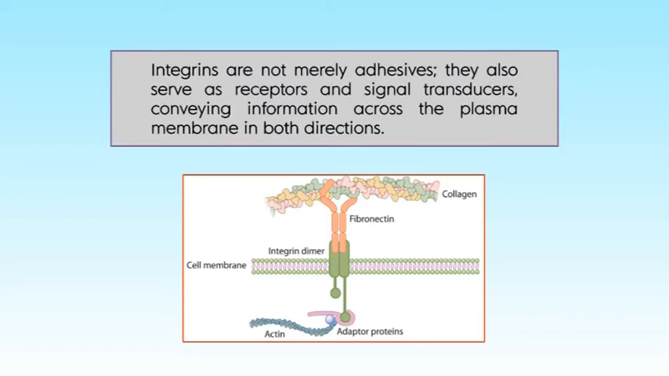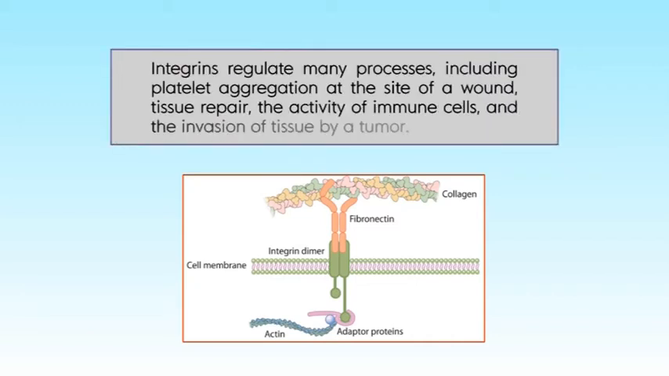Integrins are not merely adhesives. They also serve as receptors and signal transducers, conveying information across the plasma membrane in both directions. Integrins regulate many processes, including platelet aggregation at the site of a wound, tissue repair, the activity of immune cells, and the invasion of tissue by a tumor.